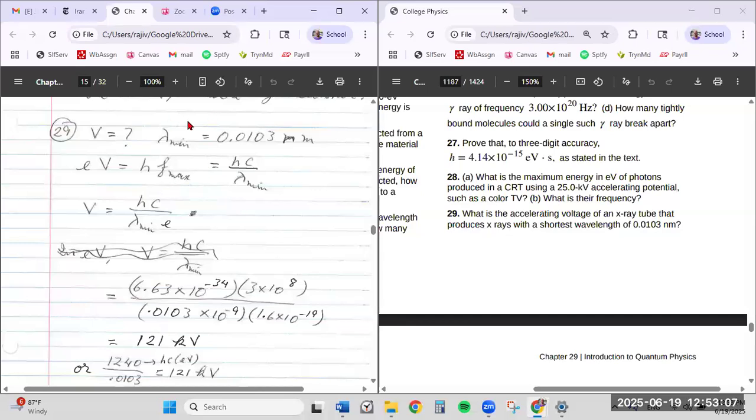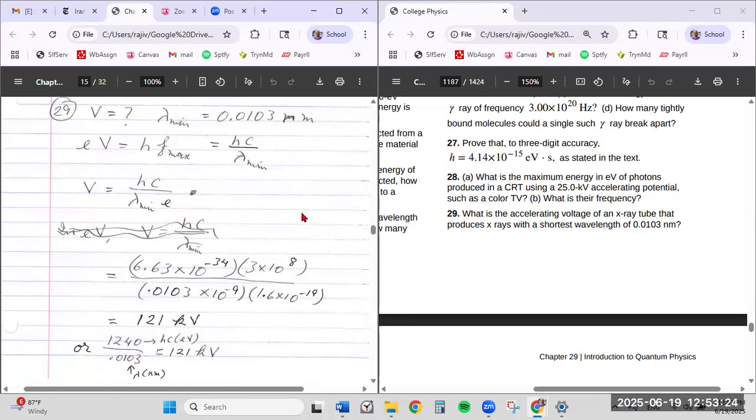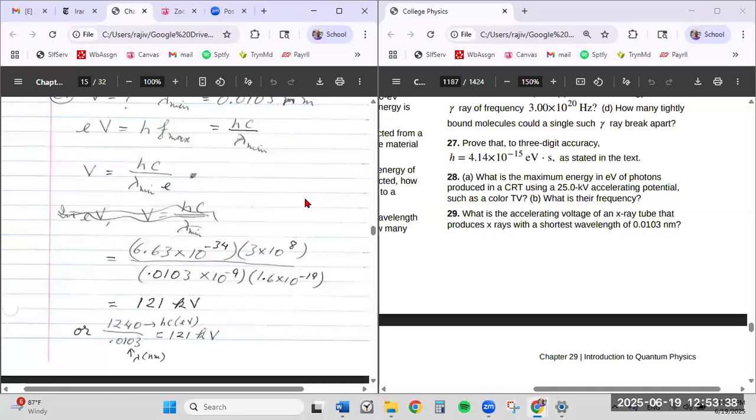Here we are working with wavelength instead of frequency, so we're going to write it using wavelength rather than frequency. So frequency is speed of the wave, in this case, speed of light, divided by lambda min. If you solve this equation for V by dividing both sides by e, you get V equals hc over lambda min e. e is the charge of the electron in this case.